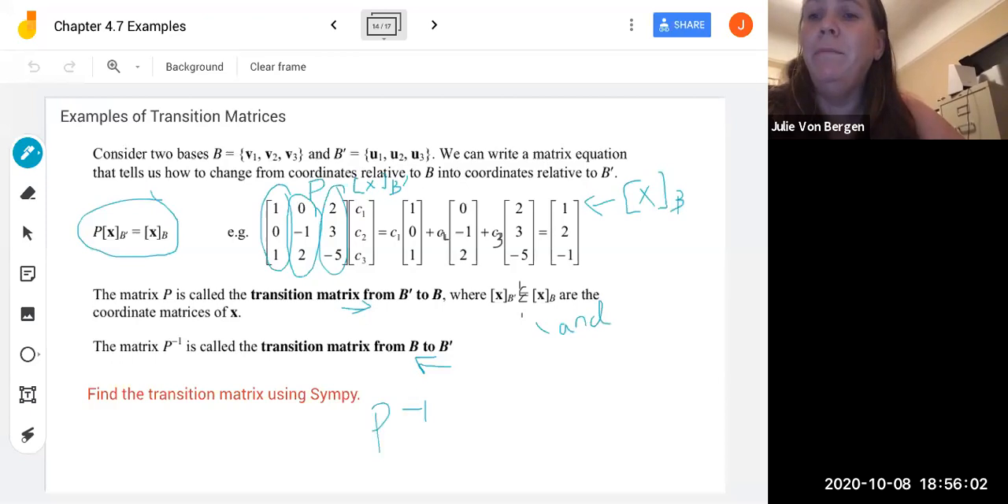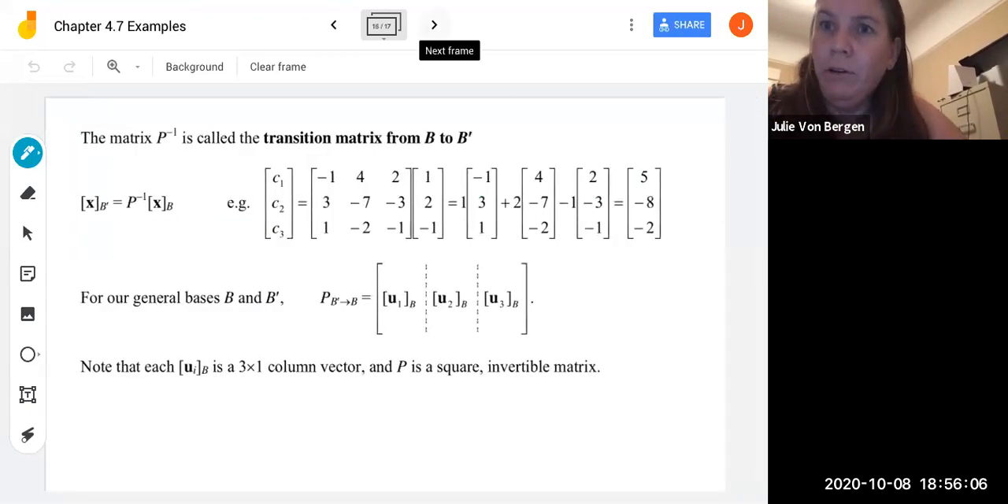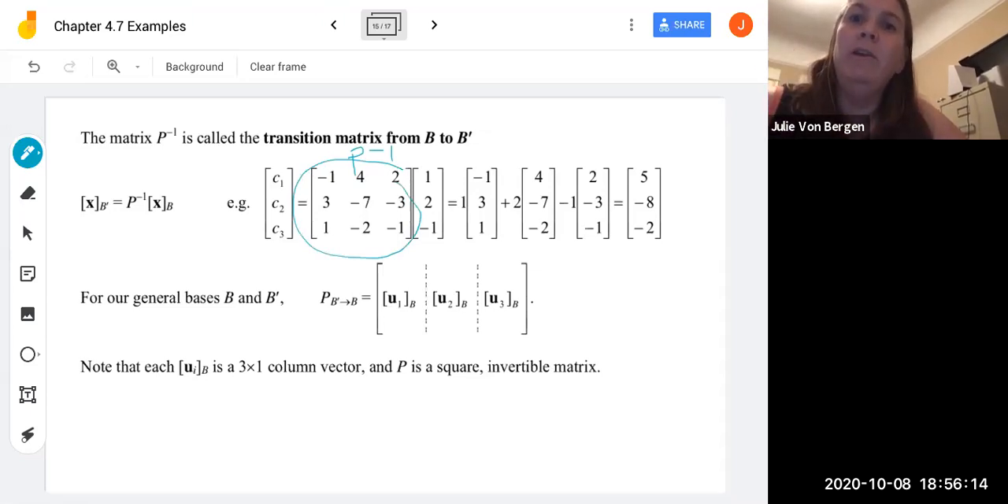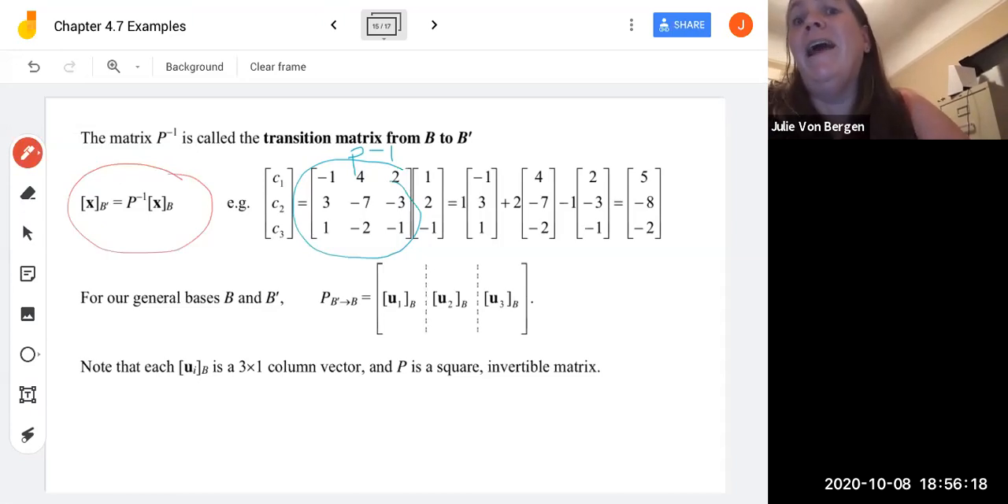Okay, so we calculated P inverse using SymPy. So we see here's our matrix P inverse now, and we see it's a match for our calculations in SymPy. So now we're working this equation to try to find x relative to the basis B prime. So our calculation is going to be P inverse multiplied by x relative to the basis B.